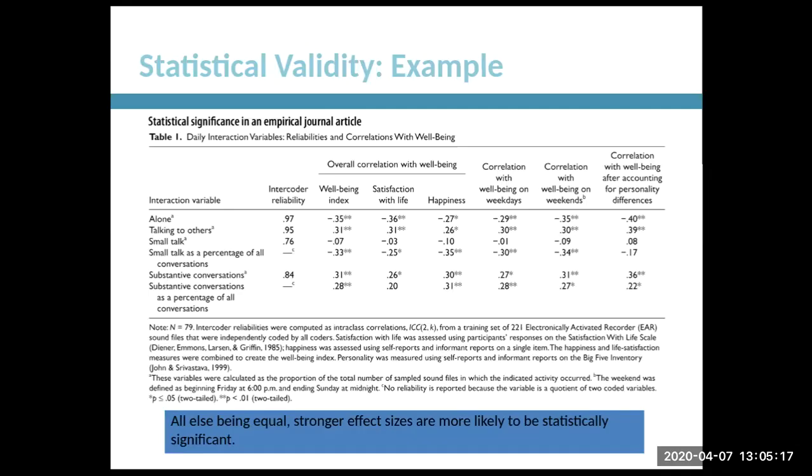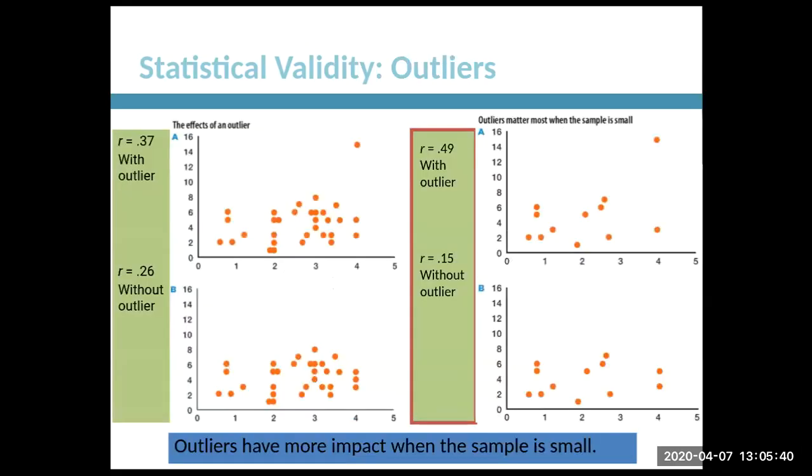Anywhere from 0.25 or 0.26 in that range, 0.27, positive or negative, are significant at the 0.05 level. Anything above 0.28 or 0.29, in the 0.30s, is going to give you significance at the 0.01 level. So again, all else being equal, stronger effect sizes are more likely to be statistically significant.